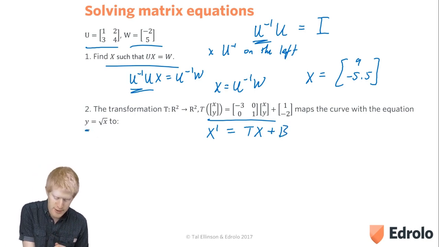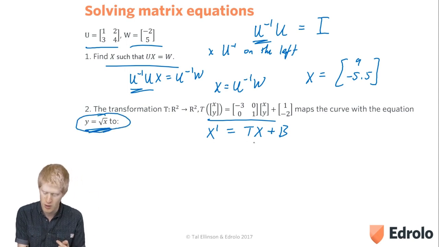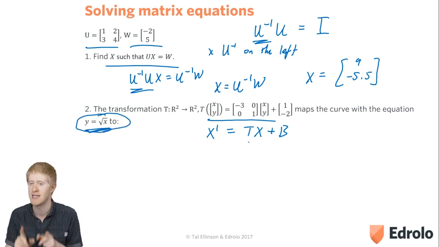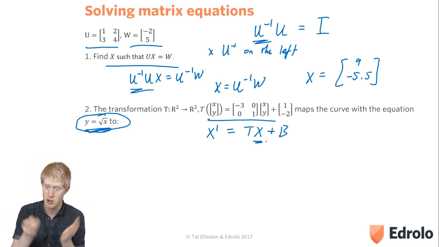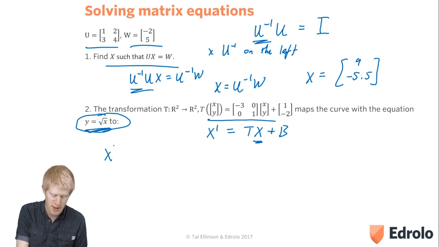And to find what the image of the equation is, so this is the old equation, we want to find the new equation, right? We have to substitute for our old x and our old y, which means we have to get x by itself. The way that you can do that is you can rearrange and use the inverse as well. So move b to the other side, x dash minus b equals tx.